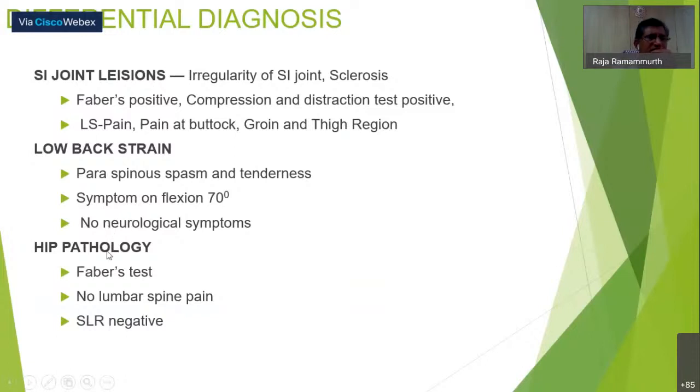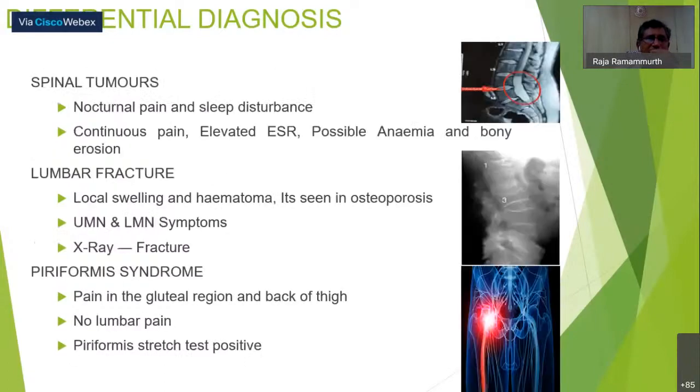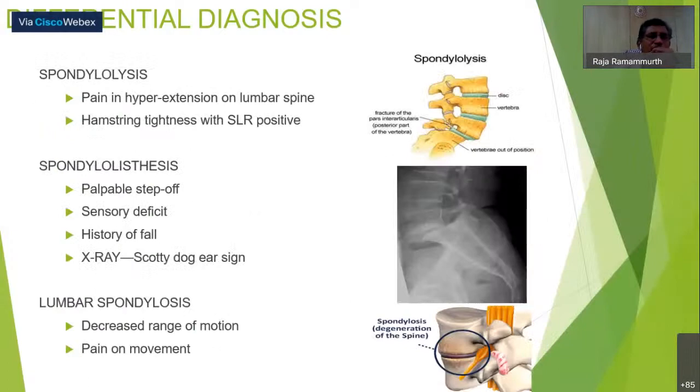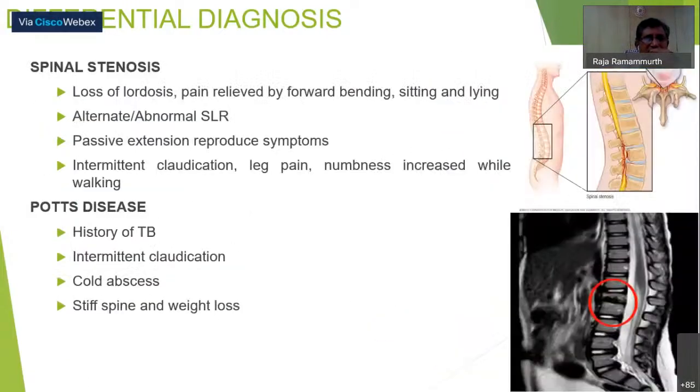At last, hip pathology also resembles low back pain, where there will be referred pain, and there won't be any radiating pain. Even this condition can be differentiated by doing the Faber's test. In this case, the SLR will become negative, whereas the SLR will become positive in case of intervertebral disc collapse. And there is no lumbar spine pain in hip pathology. These are all the ways we can make the differential diagnosis of different conditions from the disc collapse case.